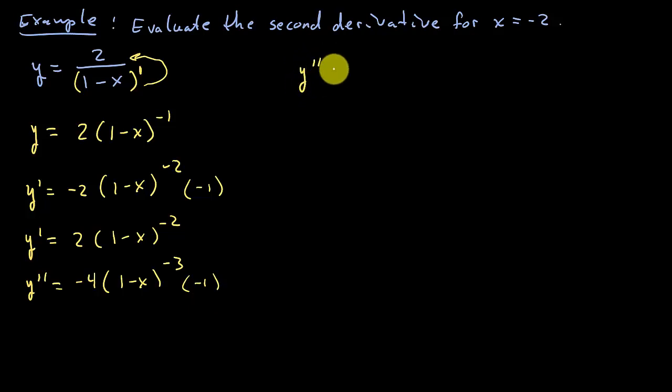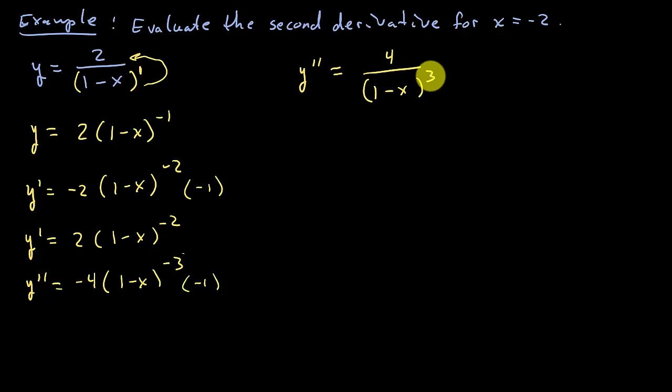So I get y double prime. Well, negative 1 times negative 4 is 4. And then I'll go ahead and move this down to the denominator. So that's 1 minus x cubed. So that's our second derivative.